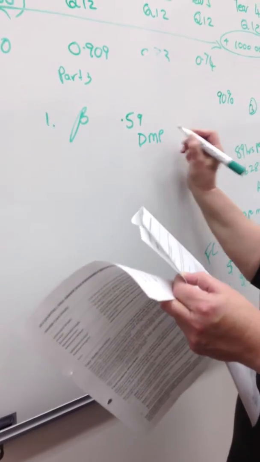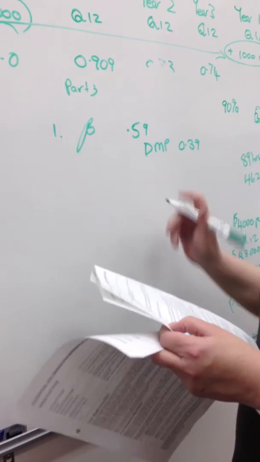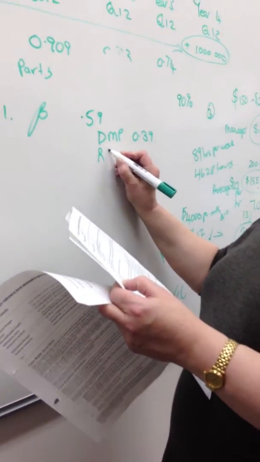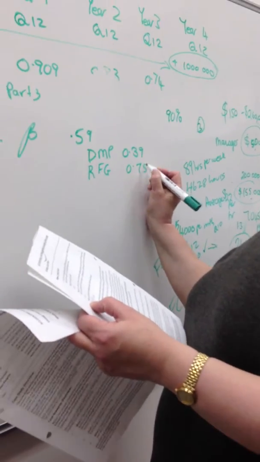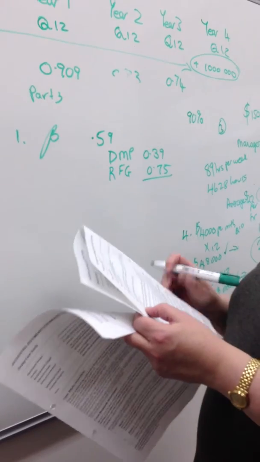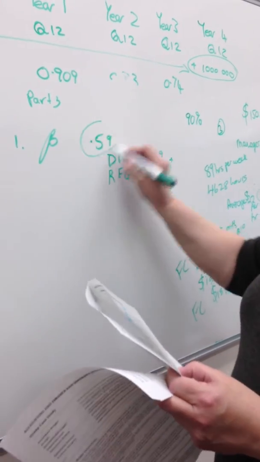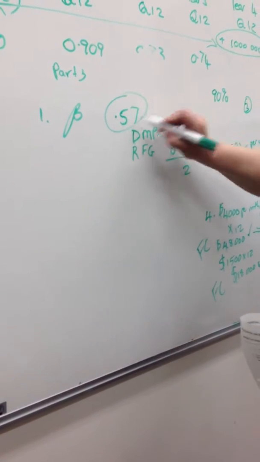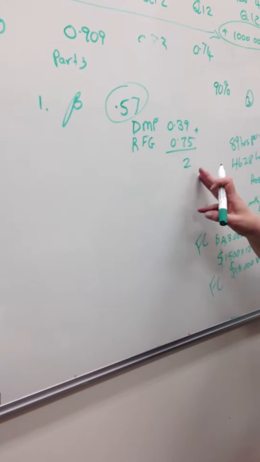Domino's, and we'll just say it's 0.39. And the other one, which is the Pizza Capers, FG, I think, and it's 0.75. You just add them up and divide by 2, so it's just a simple average. It should come out somewhere around about that. I think that one's actually 0.57 if you use those two. At the moment, since you're running out of time, just go with those.